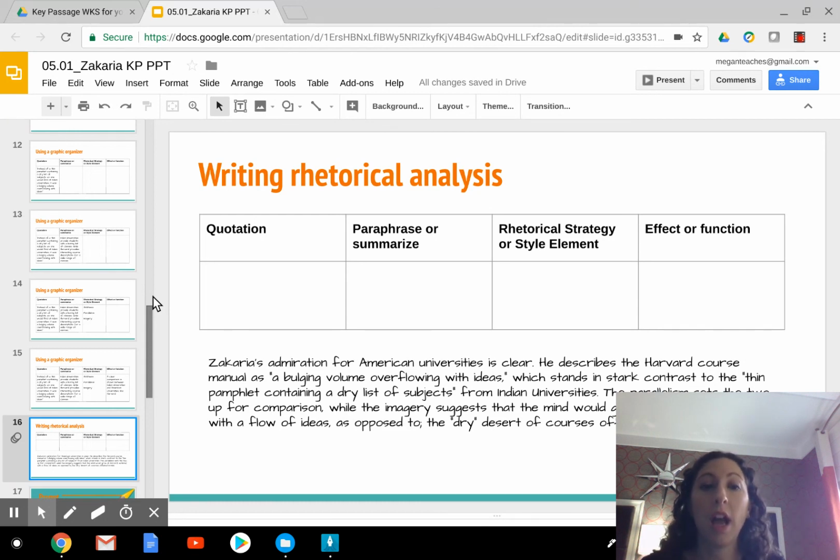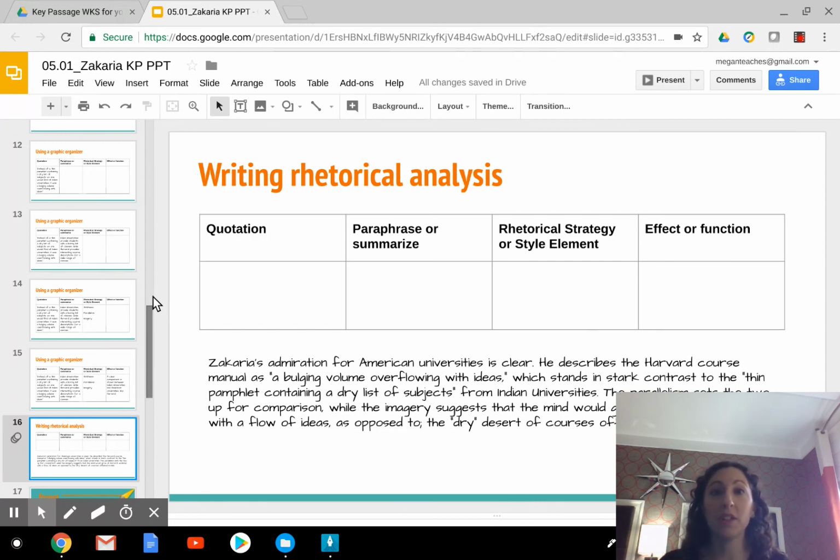Okay, so let's look at what I've done here. I make a statement about his tone, his admiration for American universities. That's where I'm showing that I understand the overall feature. Then, to support how that tone is developed, I get at what he does. He describes a Harvard course, and I incorporate the most important part of that quotation, or I should say the most important point for my purposes here. And I describe the effect: it stands in stark contrast. I use some more of the quotation. And then in the next sentence, I get to the technique that's being used and why. The parallelism is being used for comparison. Why is the imagery being used? It suggests that the mind would grow at Harvard, which gets back to the admiration, as opposed to the dry desert of courses. So that is my rhetorical analysis.